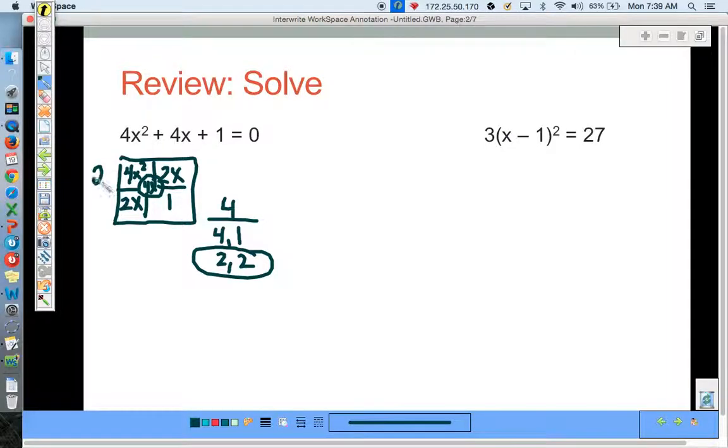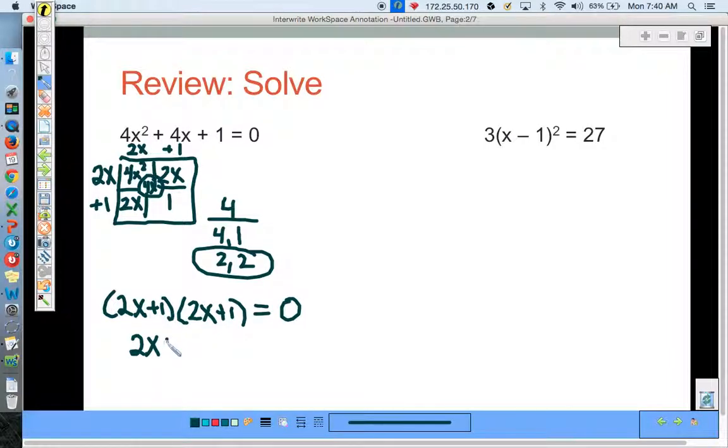So our factor on the outside, we have 2x factors out of both. So 2x times what gives you 2x is positive 1. And 1 times 1 is 1. So it factors into 2x plus 1 times 2x plus 1 equals 0. Well, we can set each parenthesis equal to 0, so it's the same thing. Solve for x, and we have x equals negative 1/2.